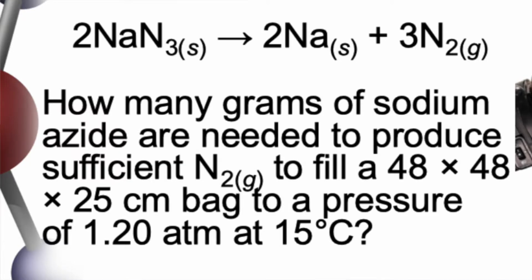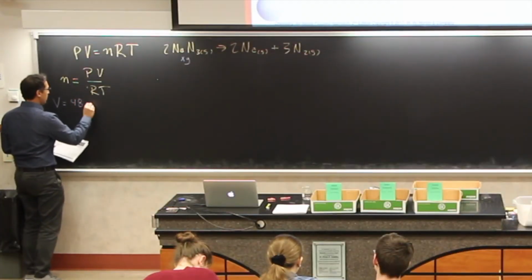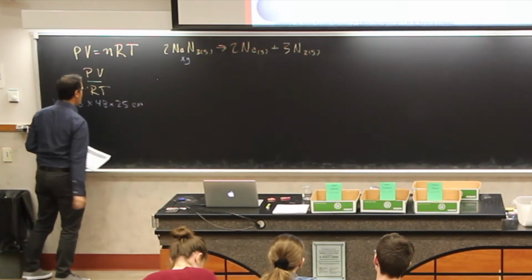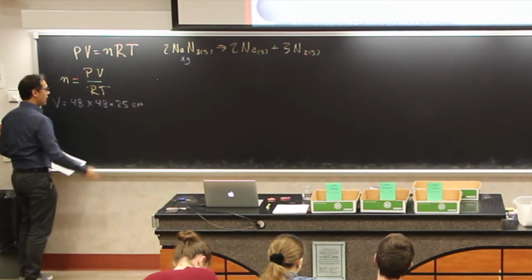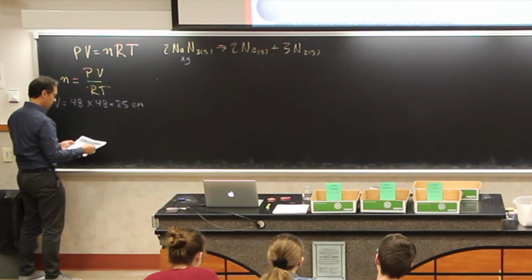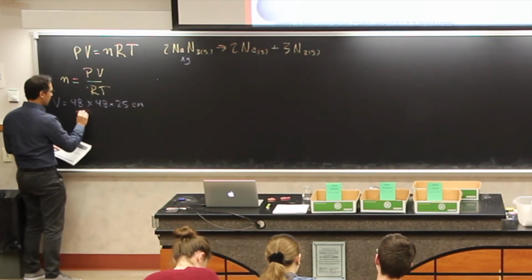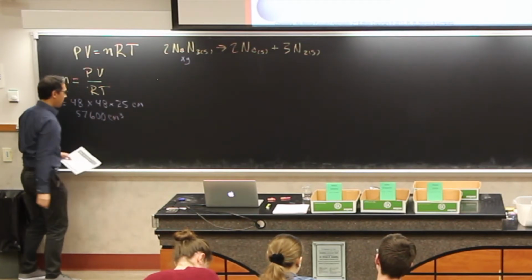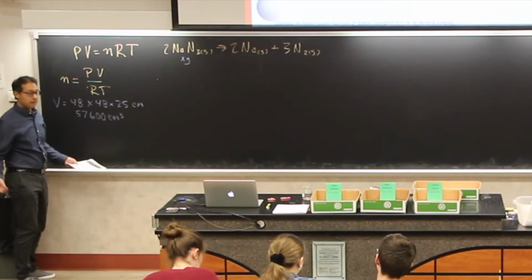And then it gives me here some dimensions, 48 by 48 by 25 centimeters. That sounds to me like volume because we have some dimensions there. So that's 48 times 48 times 25 centimeters. If I multiply these together, I'll get cubic centimeters. And when I did that, I ended up with a fairly large number: 57,600 centimeters cubed. That's a big number.